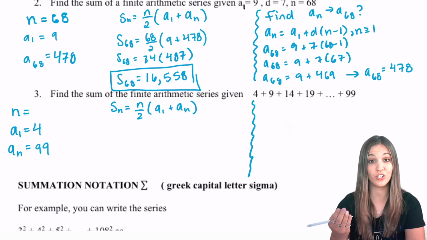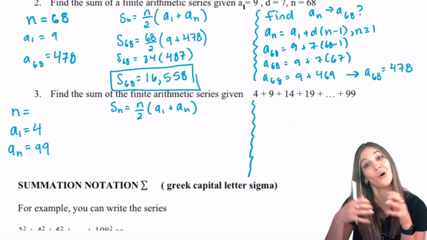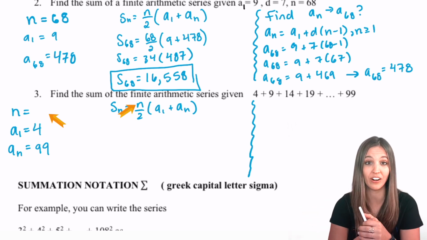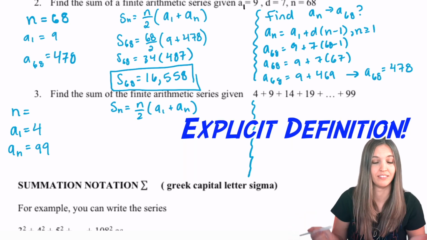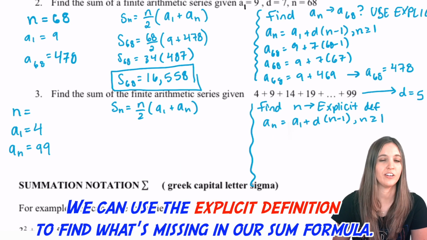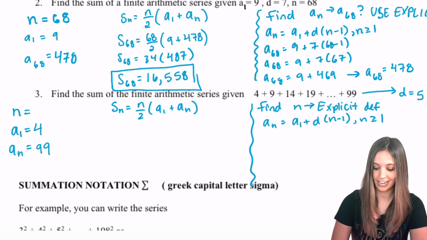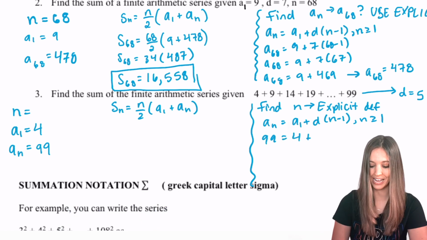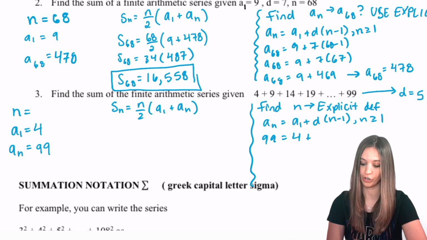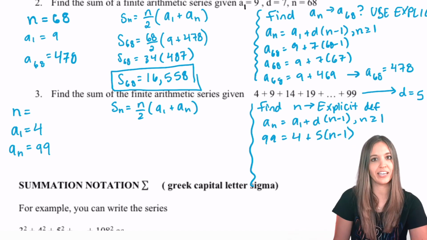N. I know the first term, I know the last term, but I don't know how many terms I have altogether. So how are we going to find n? Explicit definition. Let's plug in what we know of the explicit definition to solve for n. I know the last term is 99. I know the first term is 4, plus I can see that the common difference, d, is 5. Now I can solve for n.